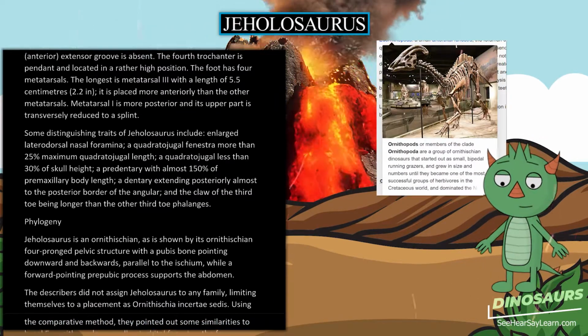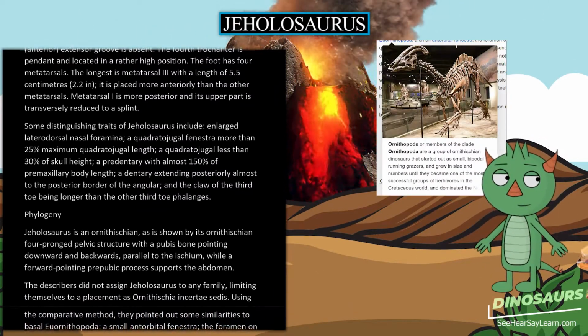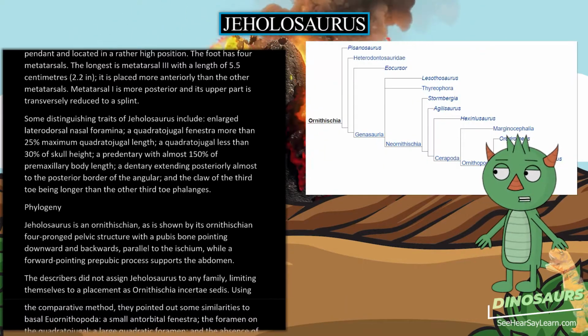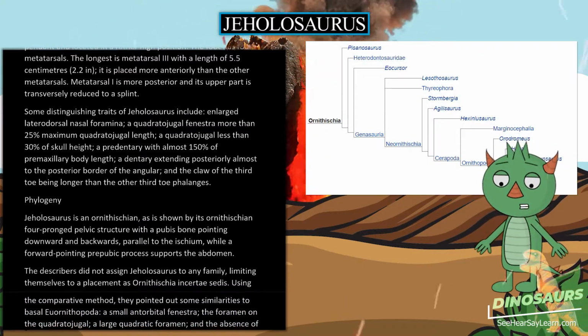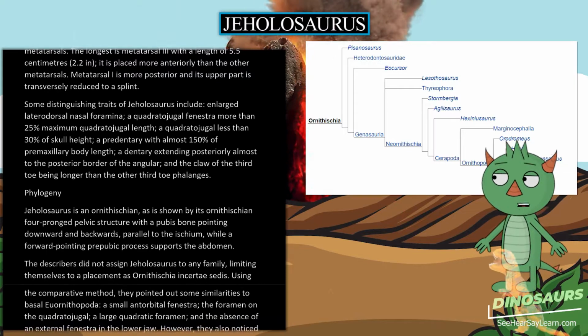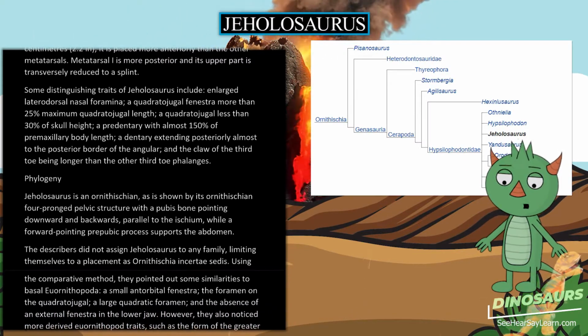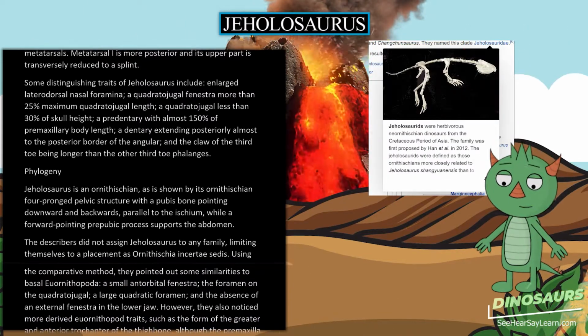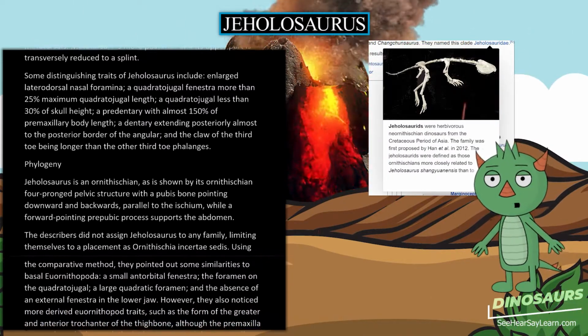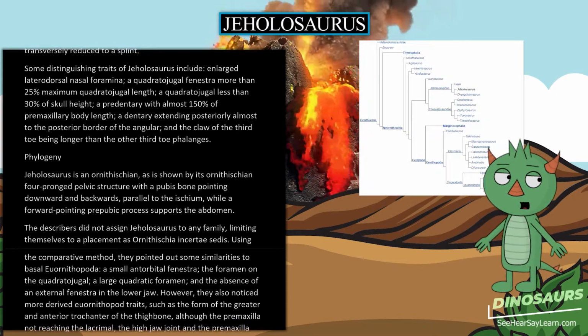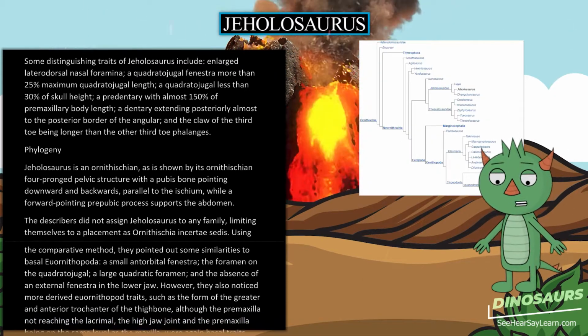Phylogeny. Jeholosaurus is an ornithischian, as is shown by its ornithischian 4-pronged pelvic structure with a pubis bone pointing downward and backwards, parallel to the ischium, while a forward-pointing propubic process supports the abdomen. The describers did not assign Jeholosaurus to any family, limiting themselves to a placement as Ornithischia incertae sedis.